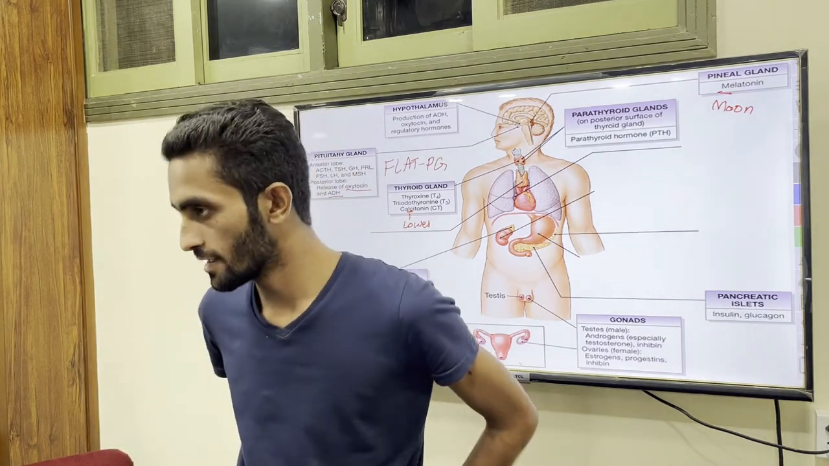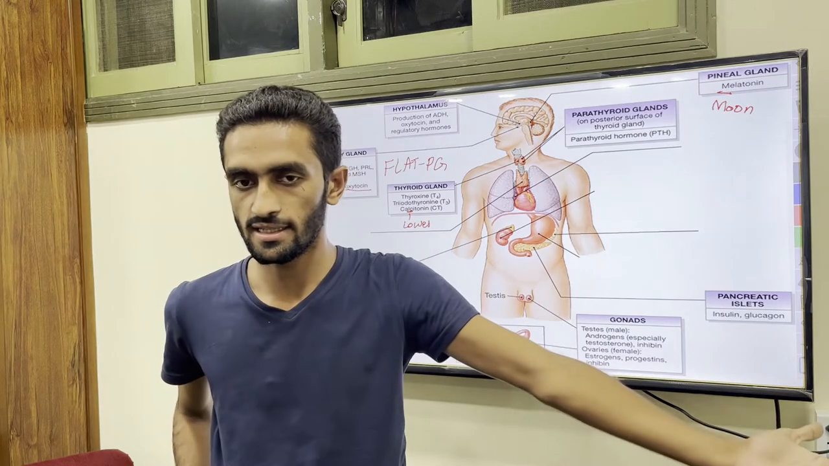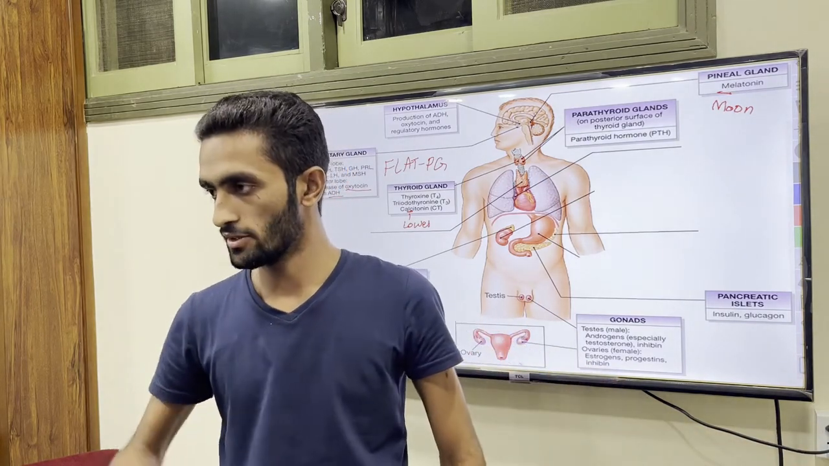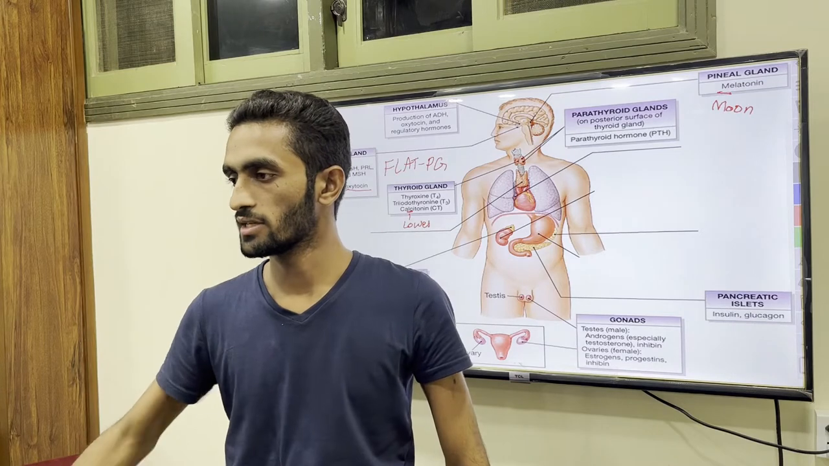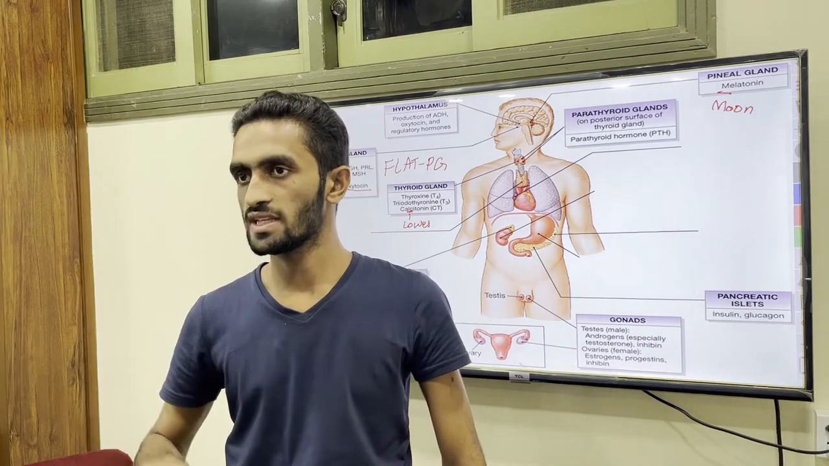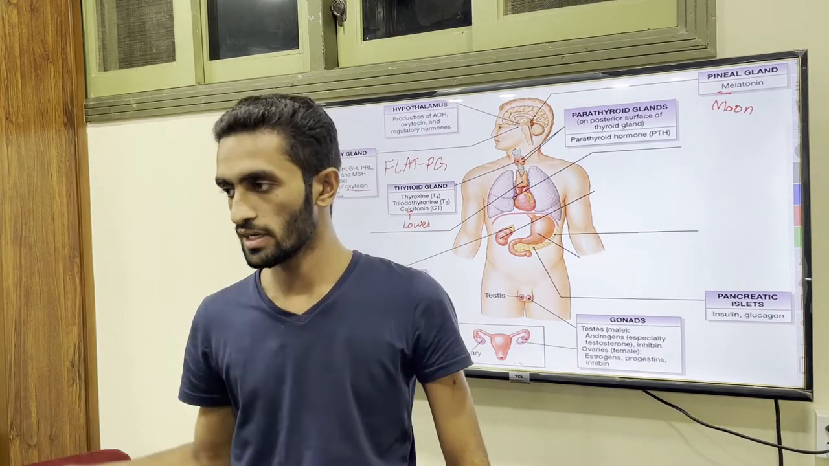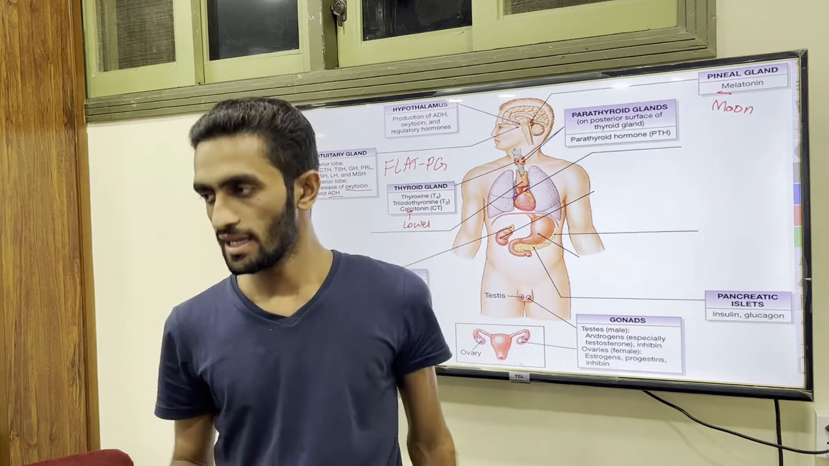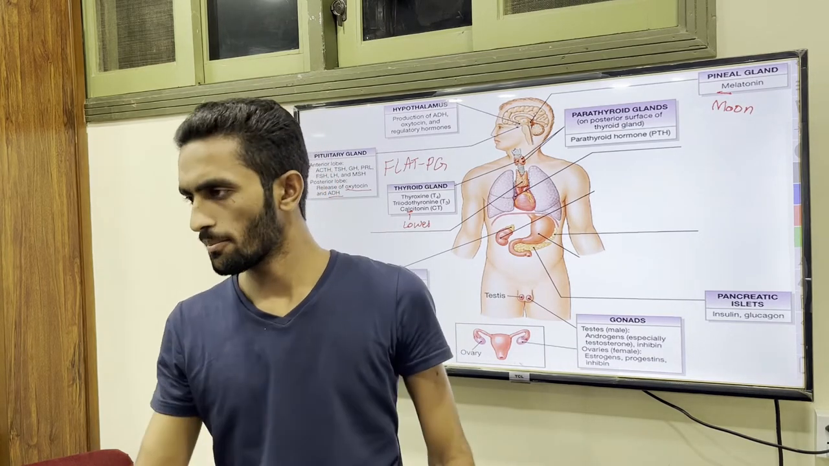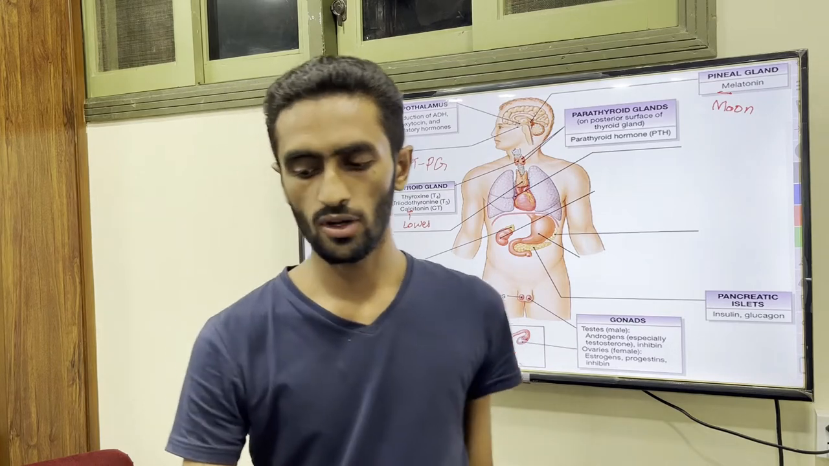Somatostatin is the universal inhibitor. It's secreted whether in your gut level or in the endocrine. So they are universal inhibitors. They inhibit the glucagon and its function. And the other is the F cell, which secretes the polypeptide.